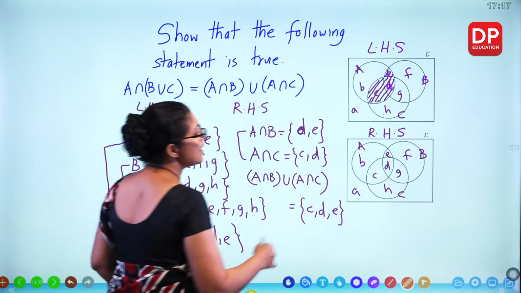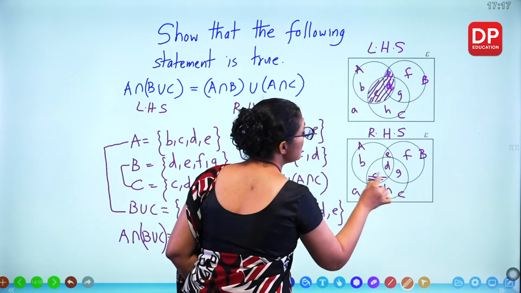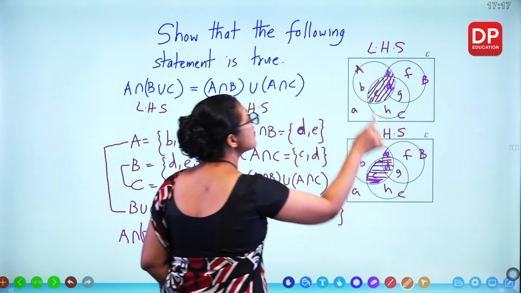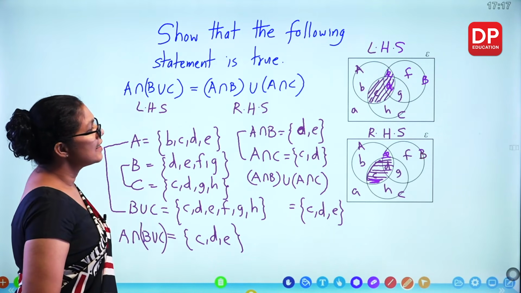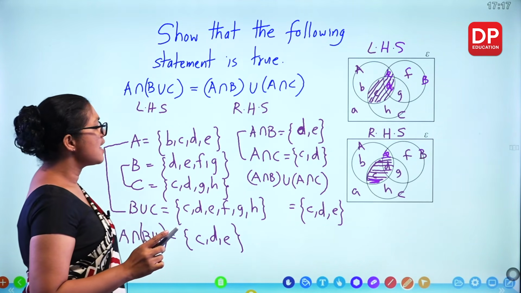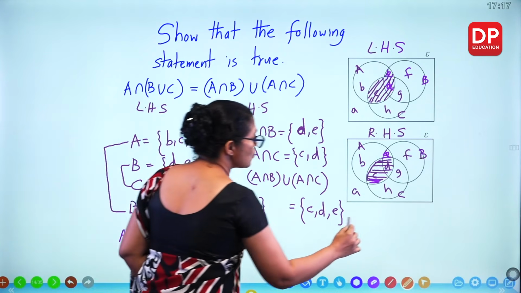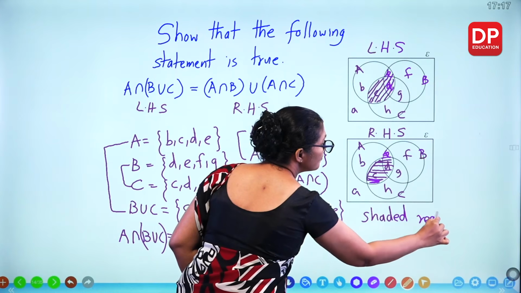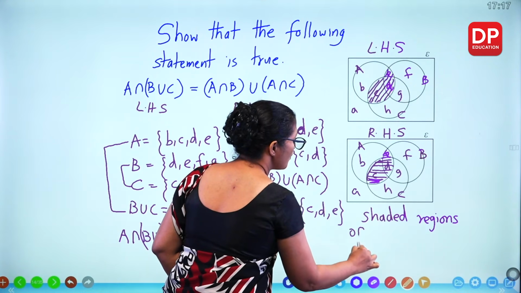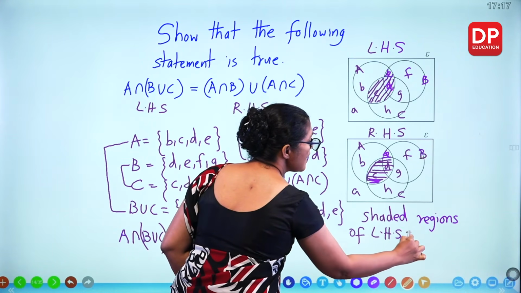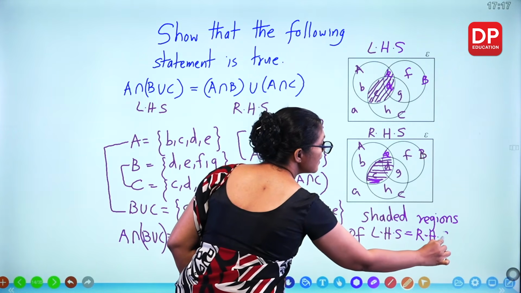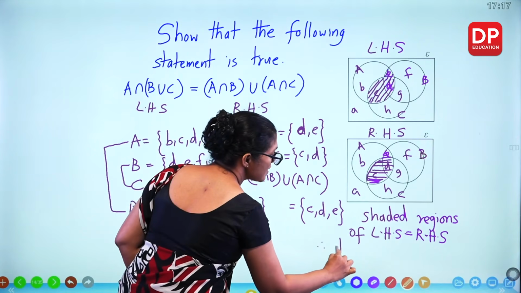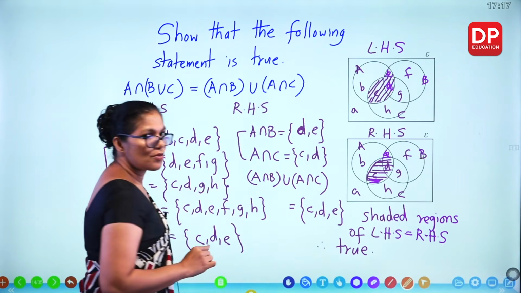Now what is C, D, E? C, D, E. This region. Now look at the two diagrams. The shaded regions are the same. So we can say shaded regions of left hand side is equal to right hand side. So that means you can say the statement is true.